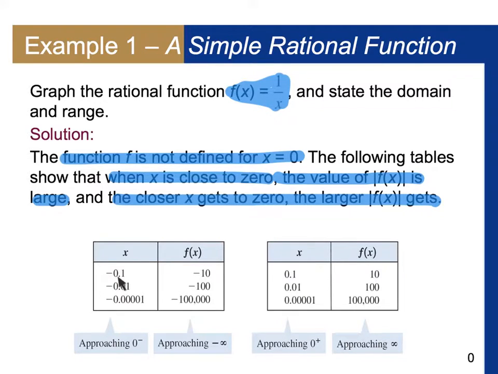If x is minus 0.1, we get minus 10 for f of x. If x is minus 0.01, we get minus 100 for f of x. And if x is minus 0.000001, we get minus 100,000 for f of x. So this is our end behavior, sort of. As x approaches 0 from the negative side, y approaches minus infinity. And as x approaches 0 from the positive side, that 0 plus means from the positive side, y approaches plus infinity.